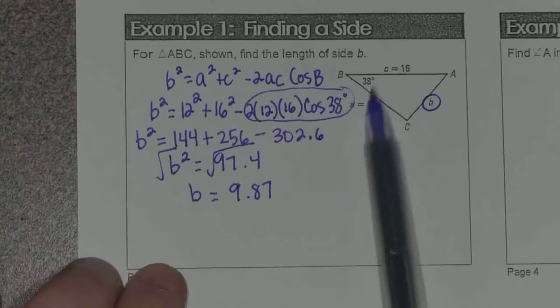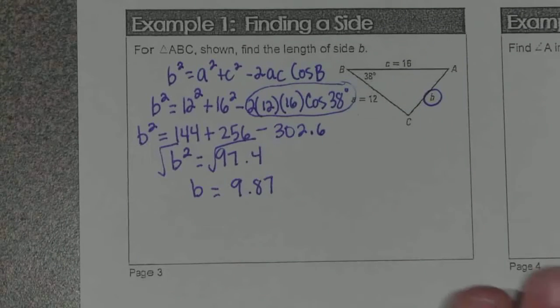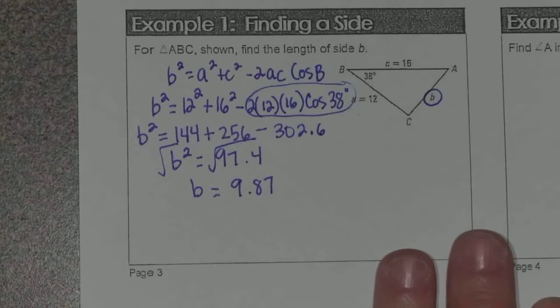Once I had side B, if it asked me to solve the triangle, I could totally go to the law of sines now, right? Because I have angle B and side B, and I could solve the rest of this triangle with the law of sines. But it didn't ask me to do that. It just asked me to find side B.